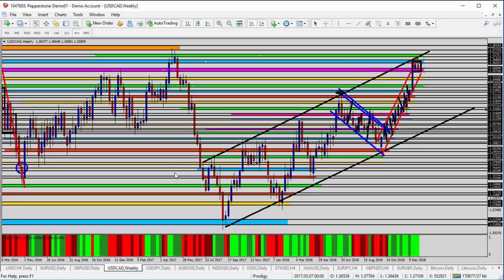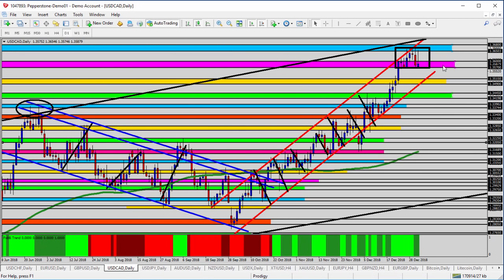The top of this black rising channel: is it going to continue to rise as it has been for the past several months, or is it time to touch the top of this trend channel as it has a few times back in 2017 and 2018, and turn around and go back down to the bottom, which is down towards the 1.32, 1.33 level at the bottom of the black rising channel here on the weekly time frame? Back to the daily. So we're in this decision point.